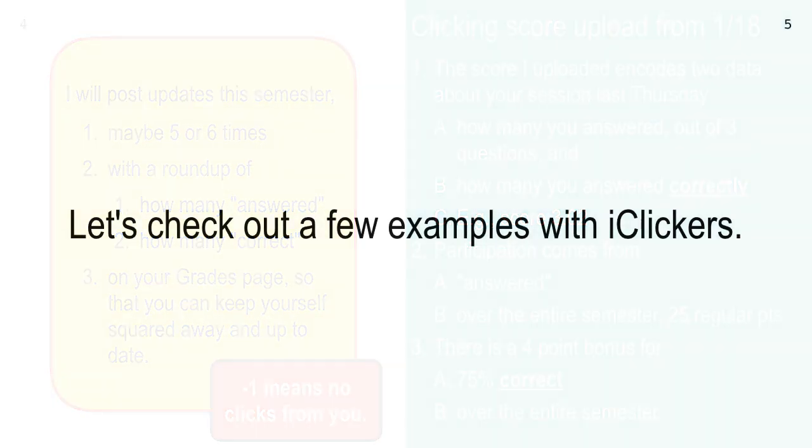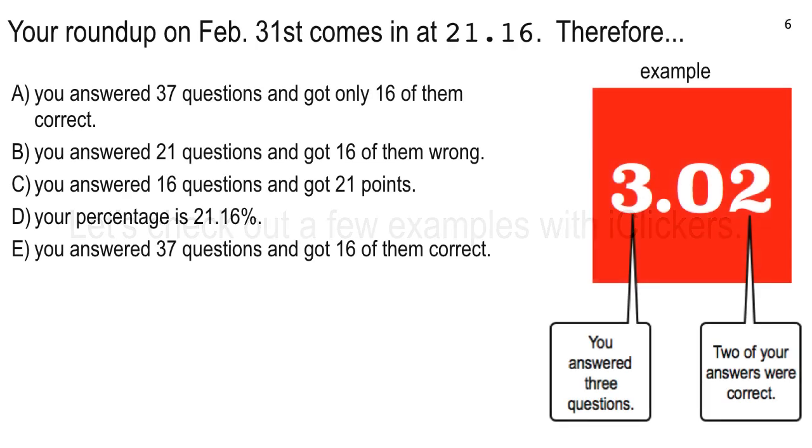All right. Now, I want to go through a few examples with you about the iClicker. So here's question number 1. Your mythical roundup on February 31st comes in at 21.16. Okay, what does that mean? Now, here's the example that I just went over. All right, so read that carefully. Oh, did I say read carefully? Yes. Always read carefully, especially with my questions.